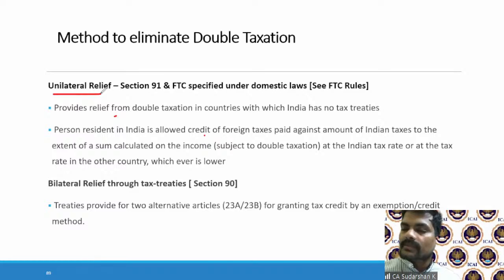What happens in the exemption method is, if the treaty says the exemption method is used for eliminating double taxation, then the foreign income need not be included in the India tax return or in computing India tax. So the foreign income is exempted. You will pay only tax in the foreign country. You don't need to include it in the India tax. So that's the biggest advantage you get in an exemption method. Only the Indian income will be taxed. Your foreign income will not be taxed in India. It will only be taxed in the home country.